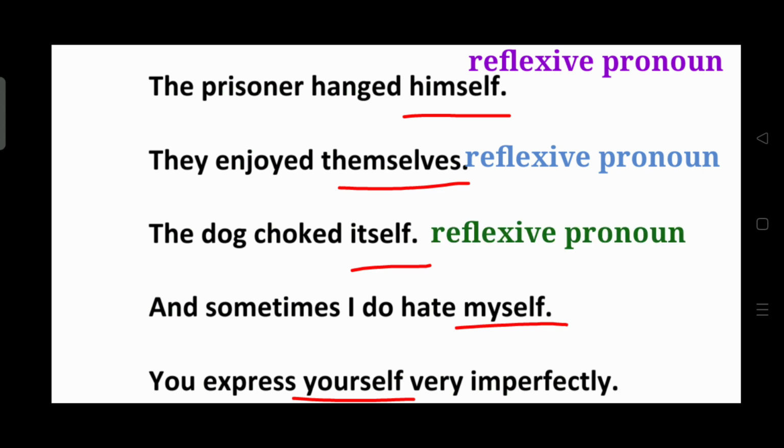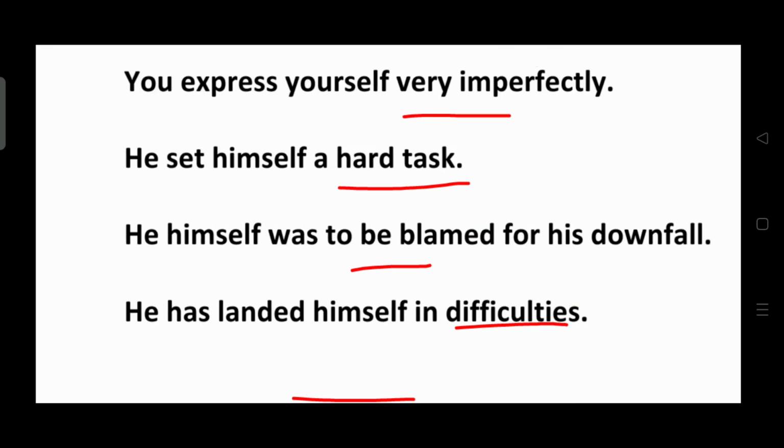And sometimes I do hate myself. Here the pronoun is myself. I hate whom? Myself, and I refer to the same person. The pronoun is a reflexive pronoun. You express yourself very imperfectly. Express whom? Yourself, reflexive pronoun. He set himself a hard task.